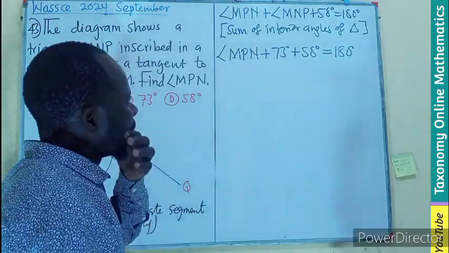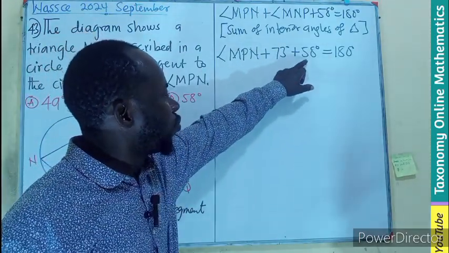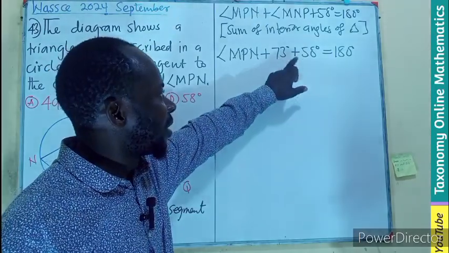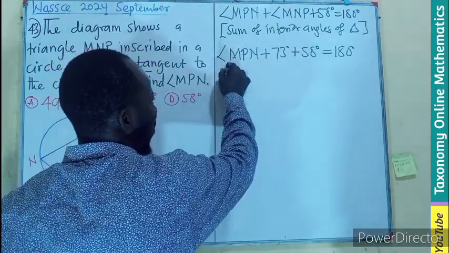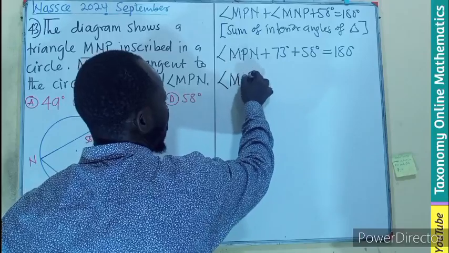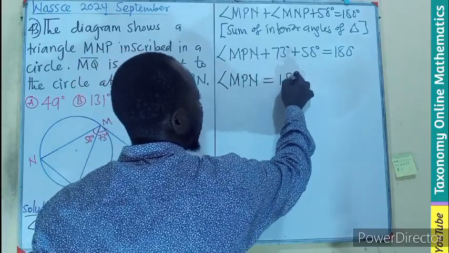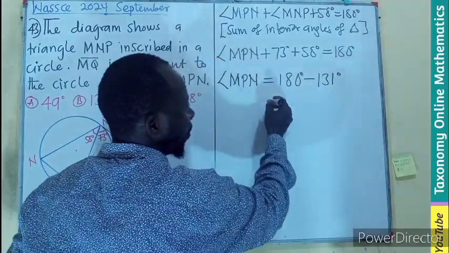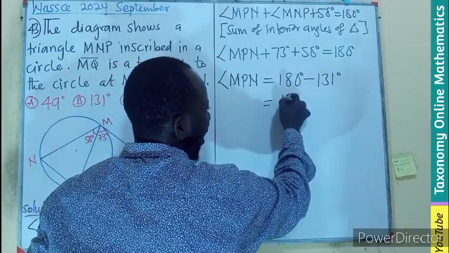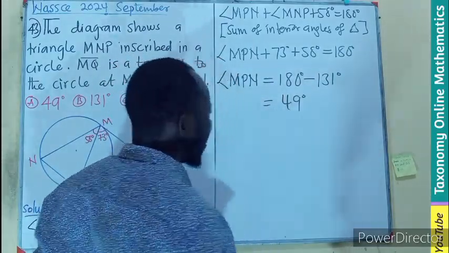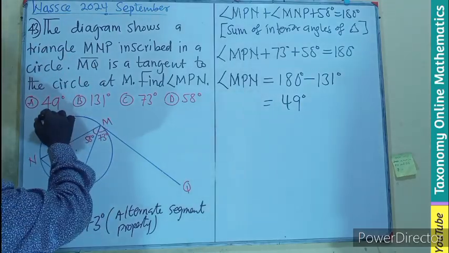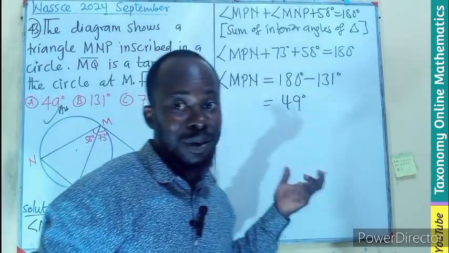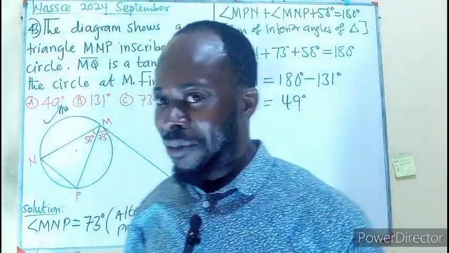So now we are adding these two, 73 and 58, that will be 131. Therefore, the angle MPN will be equal to 180 minus 131 degrees. That gives 49 degrees, and that is going to be the option right here, Option A. I bet you are able to find this in a minute, if not with all this conversation attached to it.